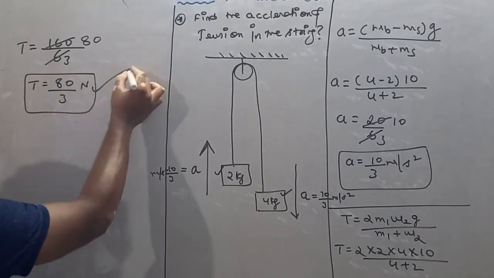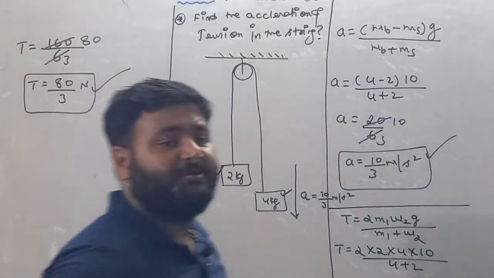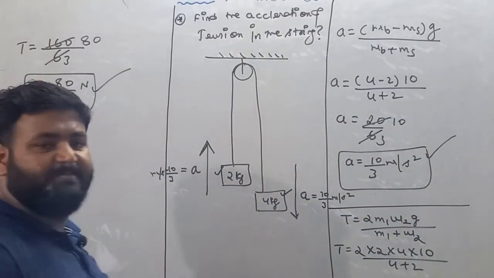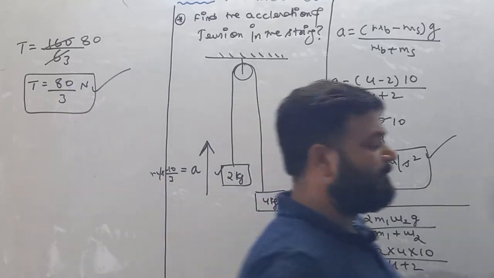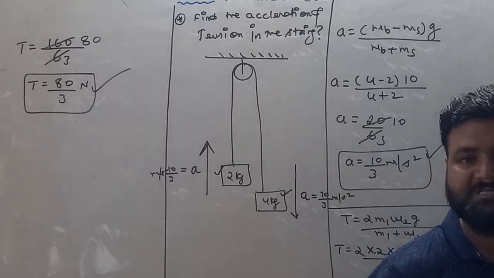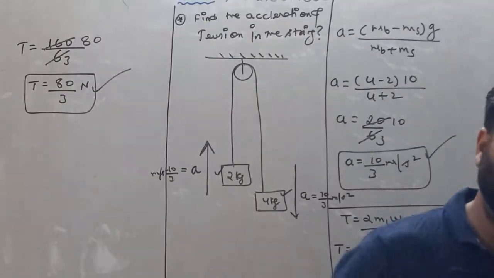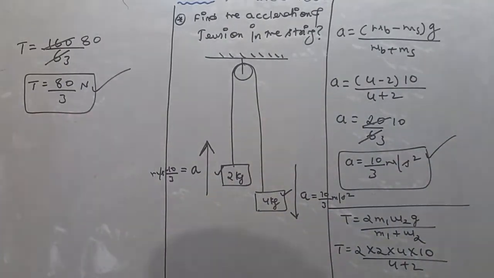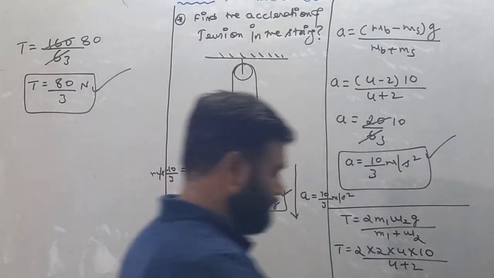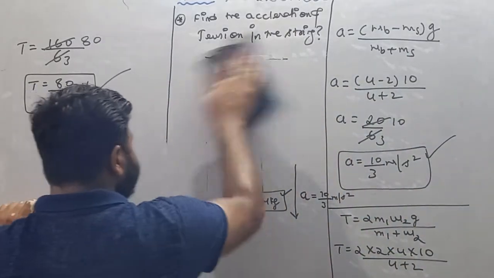This is the value of tension and this is the value of acceleration. Simple. You have to identify which mass is bigger, which mass is smaller. Apply the formula: mass of bigger minus mass of smaller into g upon mass of bigger plus mass of smaller. The formula of tension is 2 m1 m2 g upon m1 plus m2. Moving forward, my dear student, let's practice one more numerical.